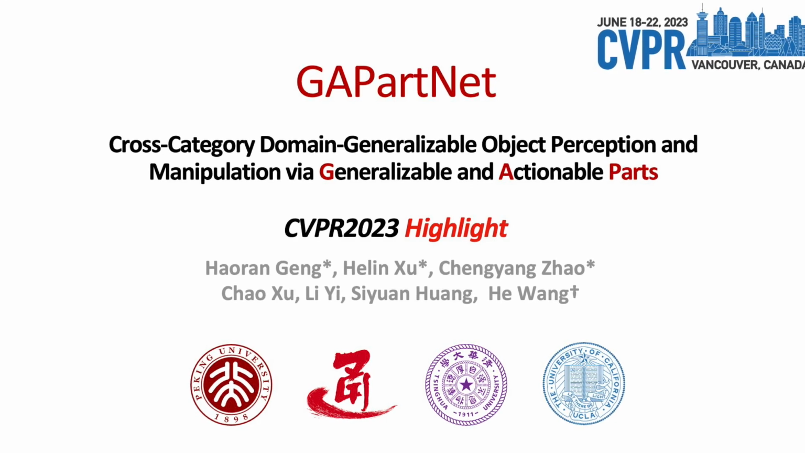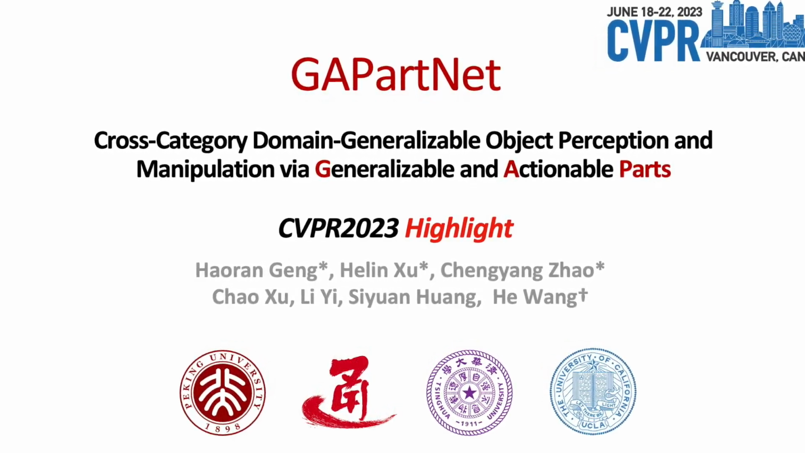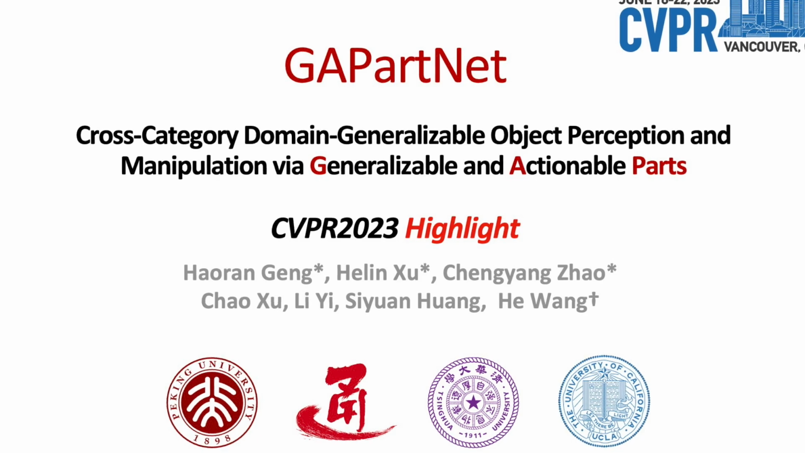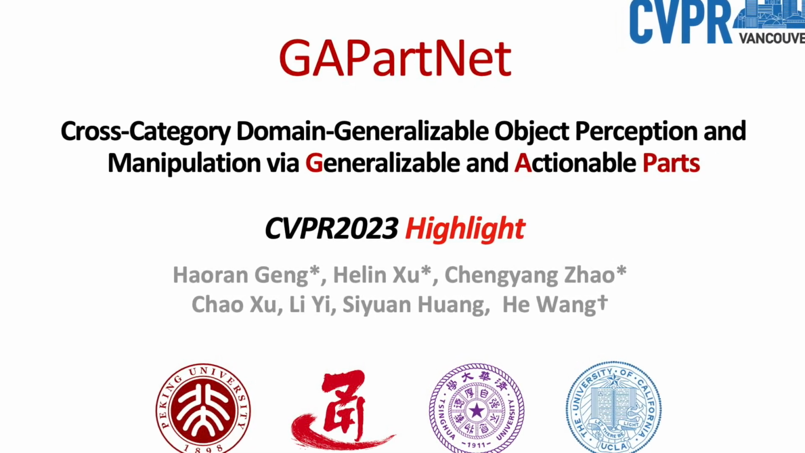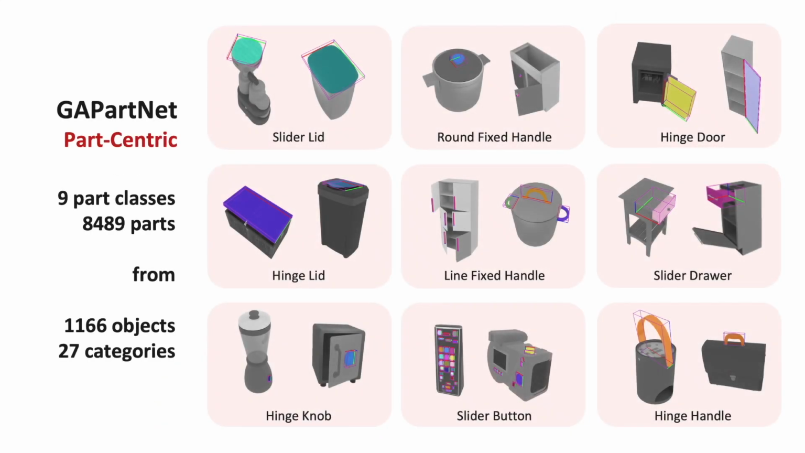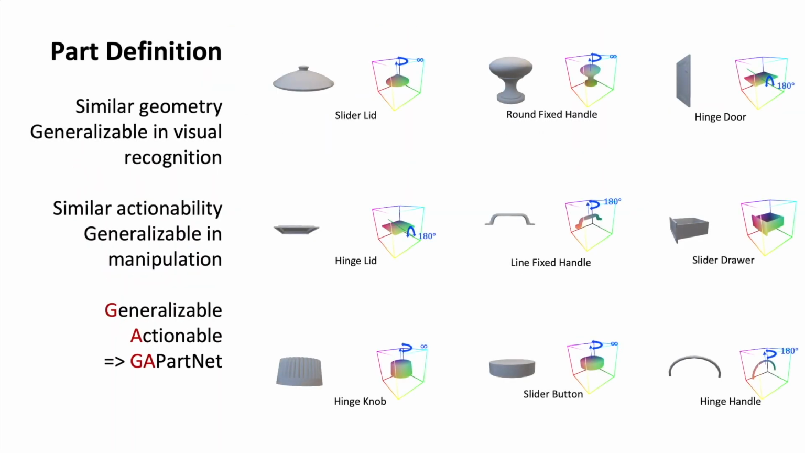We introduce GAPartNet, cross-category domain-generalizable object perception and manipulation via generalizable and actionable parts. We construct a large-scale part-centric interactive dataset, GAPartNet, with rich part-level annotation for both computer vision and interaction tasks. It has 9 common part classes, and provides semantic labels and pose annotations for more than 8,000 functional part instances on over 1,000 objects from 27 object categories.